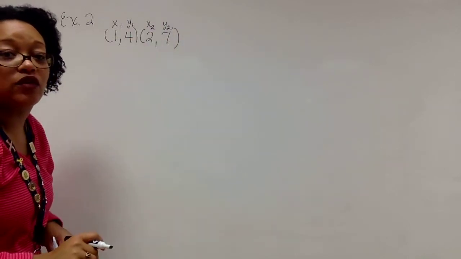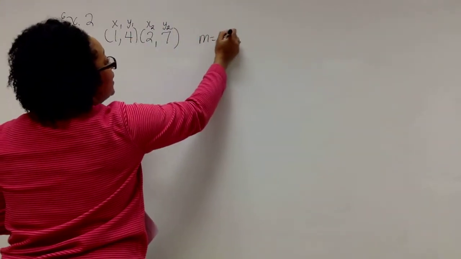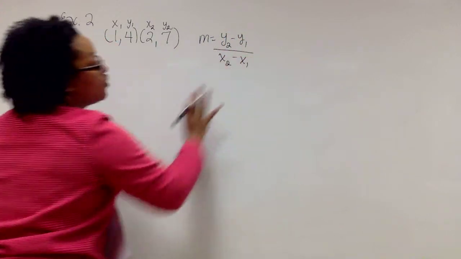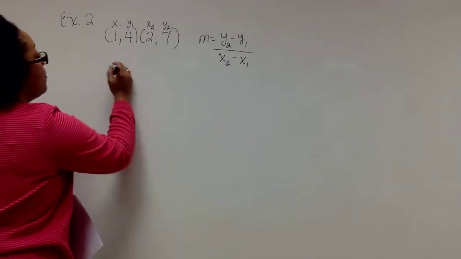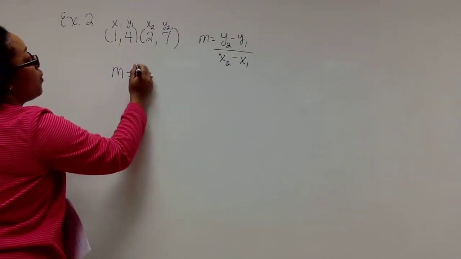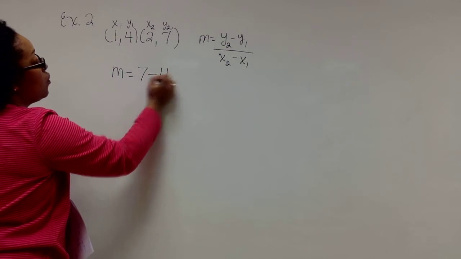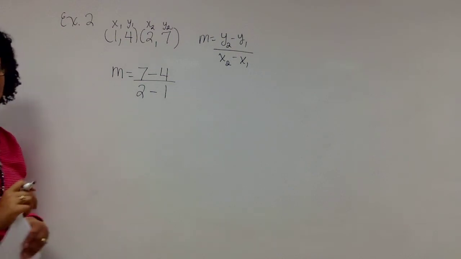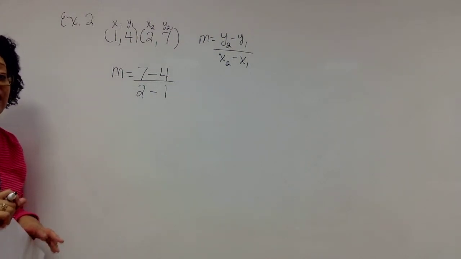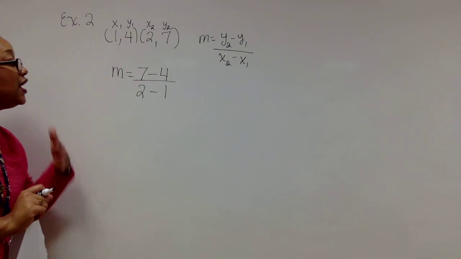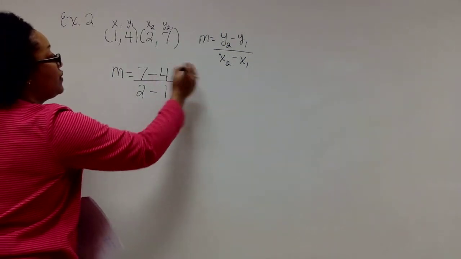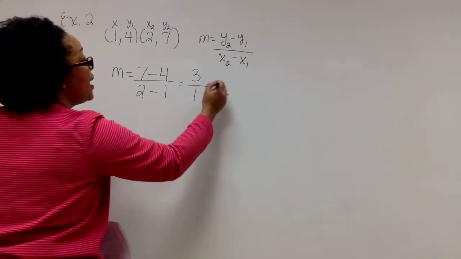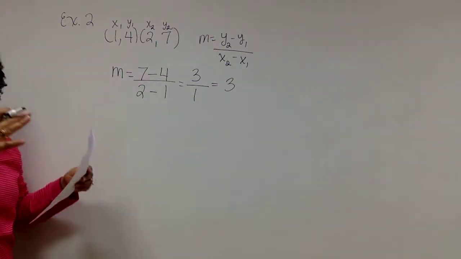All right, so far so good. Your slope formula, I'll write it down to make sure you got it. There it is, and now it's a plug and chug. My slope is equal to my y2 minus my y1 divided by my x2 minus my x1. Okay, so pay attention, don't make silly mistakes when you're putting your numbers into your formula. Then we subtract. 7 minus 4, 2 minus 1, then we divide. My slope is 3.